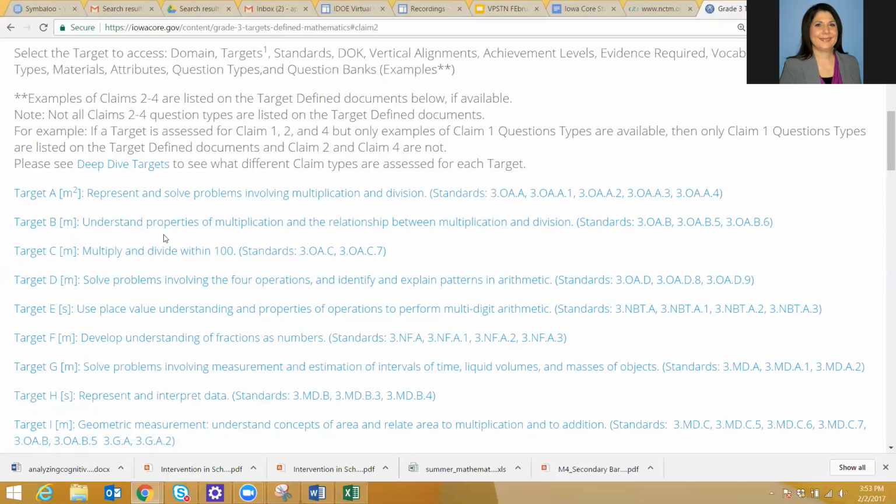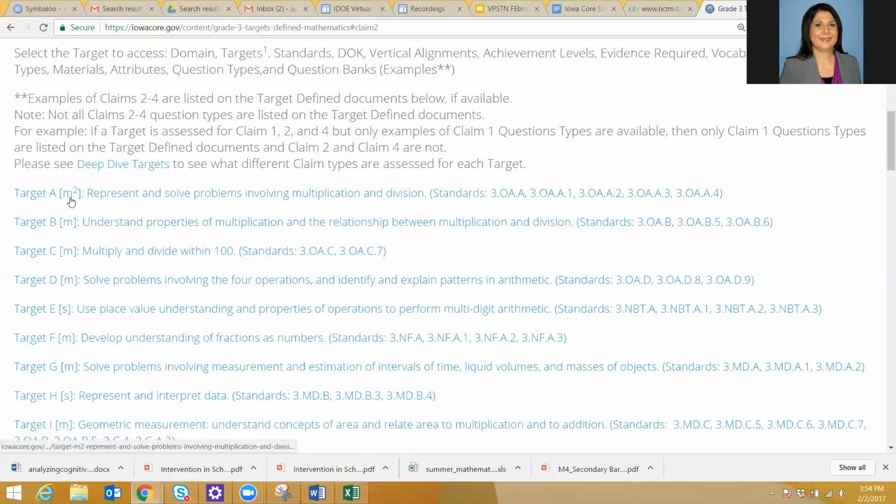Also understand properties of multiplication and the relationship between multiplication and division. Again, so we want kiddos to solve problems around this. This one down here, 3NBTA, we would want kids to use place value understanding and properties of operations to perform multi-digit arithmetic.